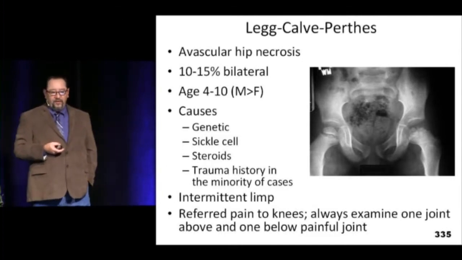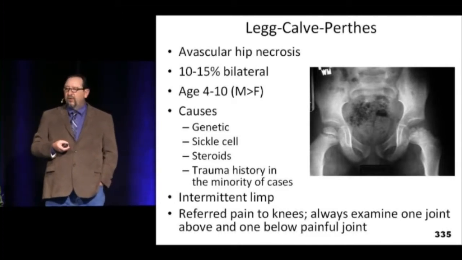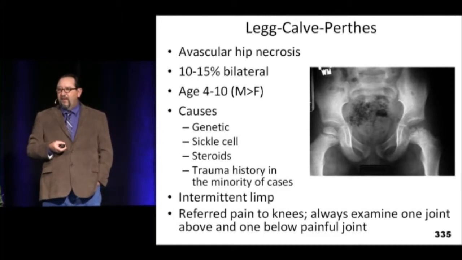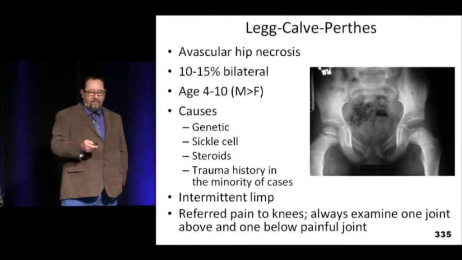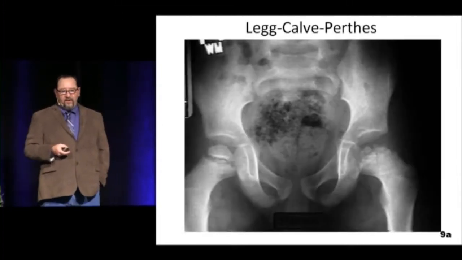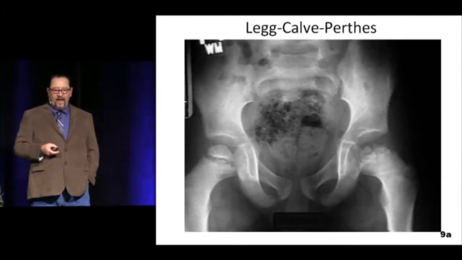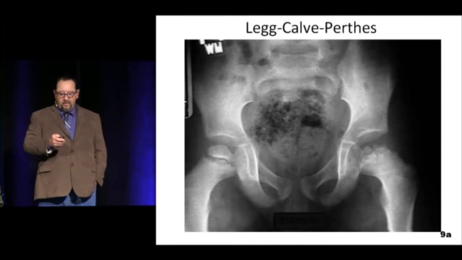This also can occur with sickle cell. There's some minor trauma history in some of the cases. We don't really know if that's true and causal, or true and unrelated. So that's there. And again, pain referred to the knee. And there's that image again for you. You can see that left hip is moth-eaten.